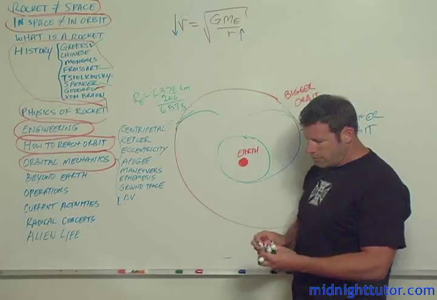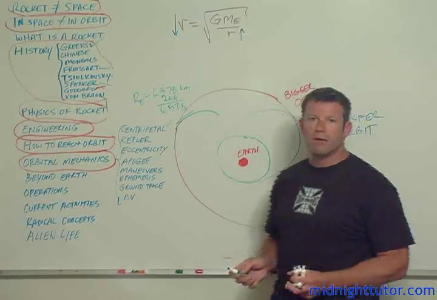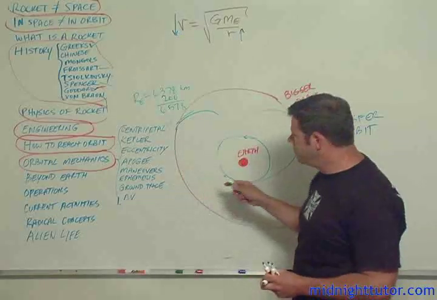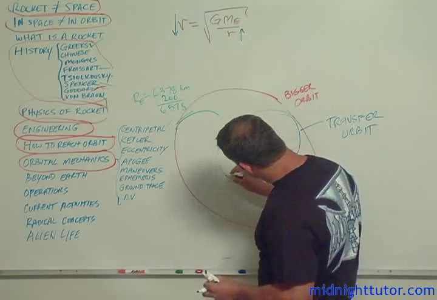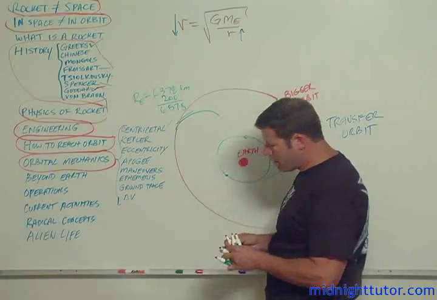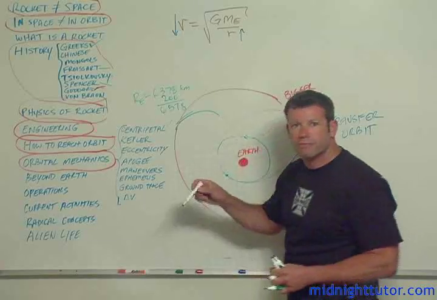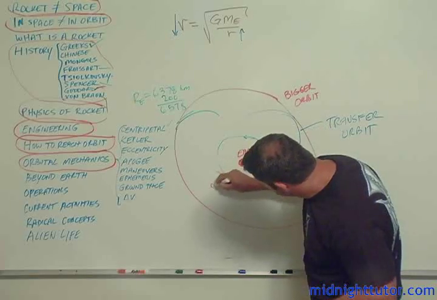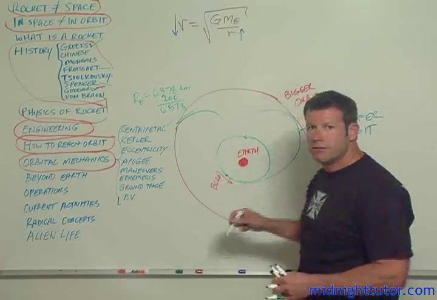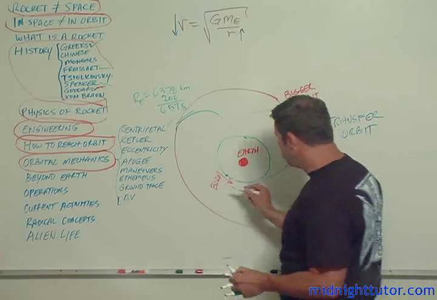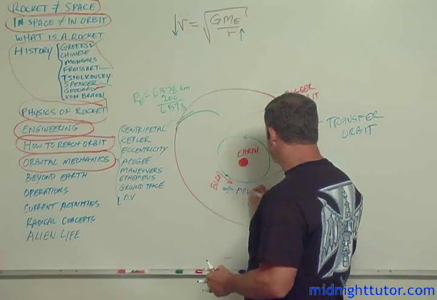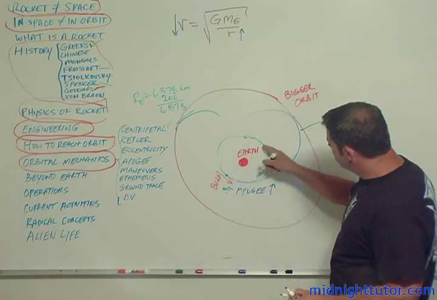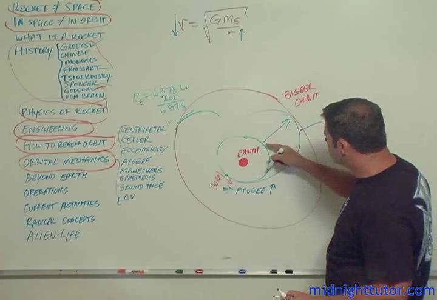Essentially, we're going to use our rocket motor. Hopefully it's a rocket motor that we can restart. Otherwise, we're not going to do this transfer. We restart our motor when we get here and we make a burn, and we burn in the direction that we're going. And what's the result of this burn? The apogee increases. So we make the burn here, and it moves the apogee out to there.